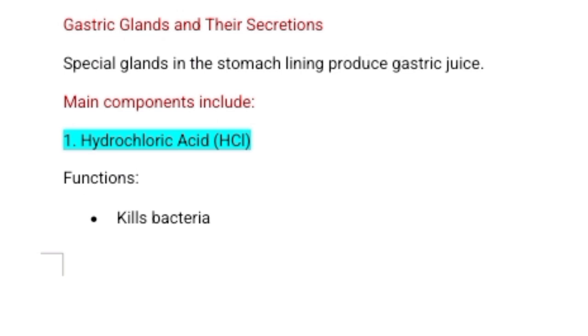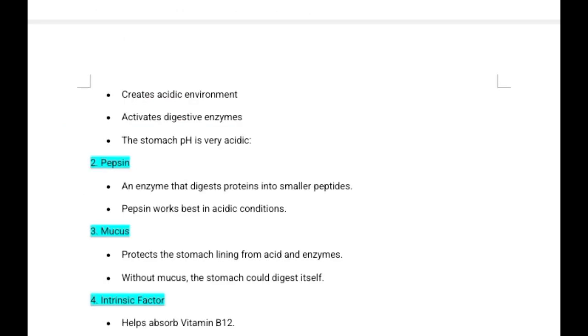Main components include 1. Hydrochloric acid, HCl. Functions: kills bacteria, creates acidic environment, activates digestive enzymes. The stomach pH is very acidic. 2. Pepsin, an enzyme that digests proteins into smaller peptides. Pepsin works best in acidic conditions.